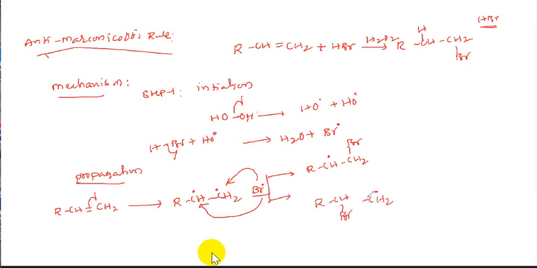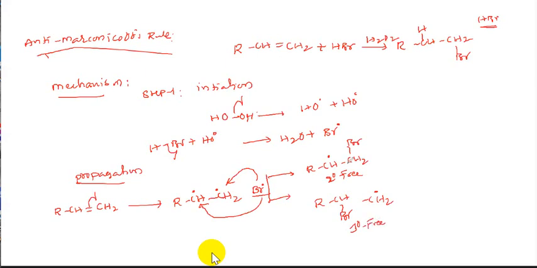Now we have to find out the stability order. You know that this is a secondary free radical, and this one is a primary free radical. Now we have to find out which is more stable.